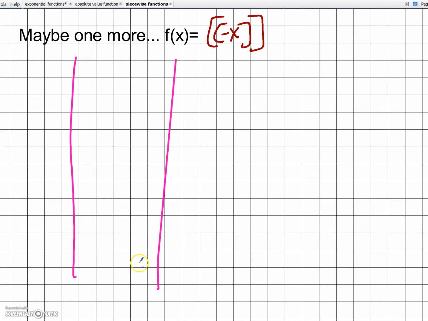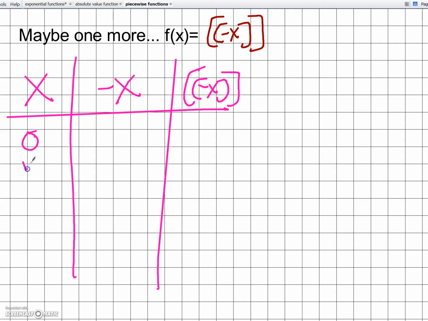Remember we have to make our chart first. So we have our x, we have what is negative x, and then we want to know what is the greatest integer of negative x. We're going to throw in some fractions here. So let's start with 0. We'll do 1/3, 2/3, 1, 1 1/2, 2.